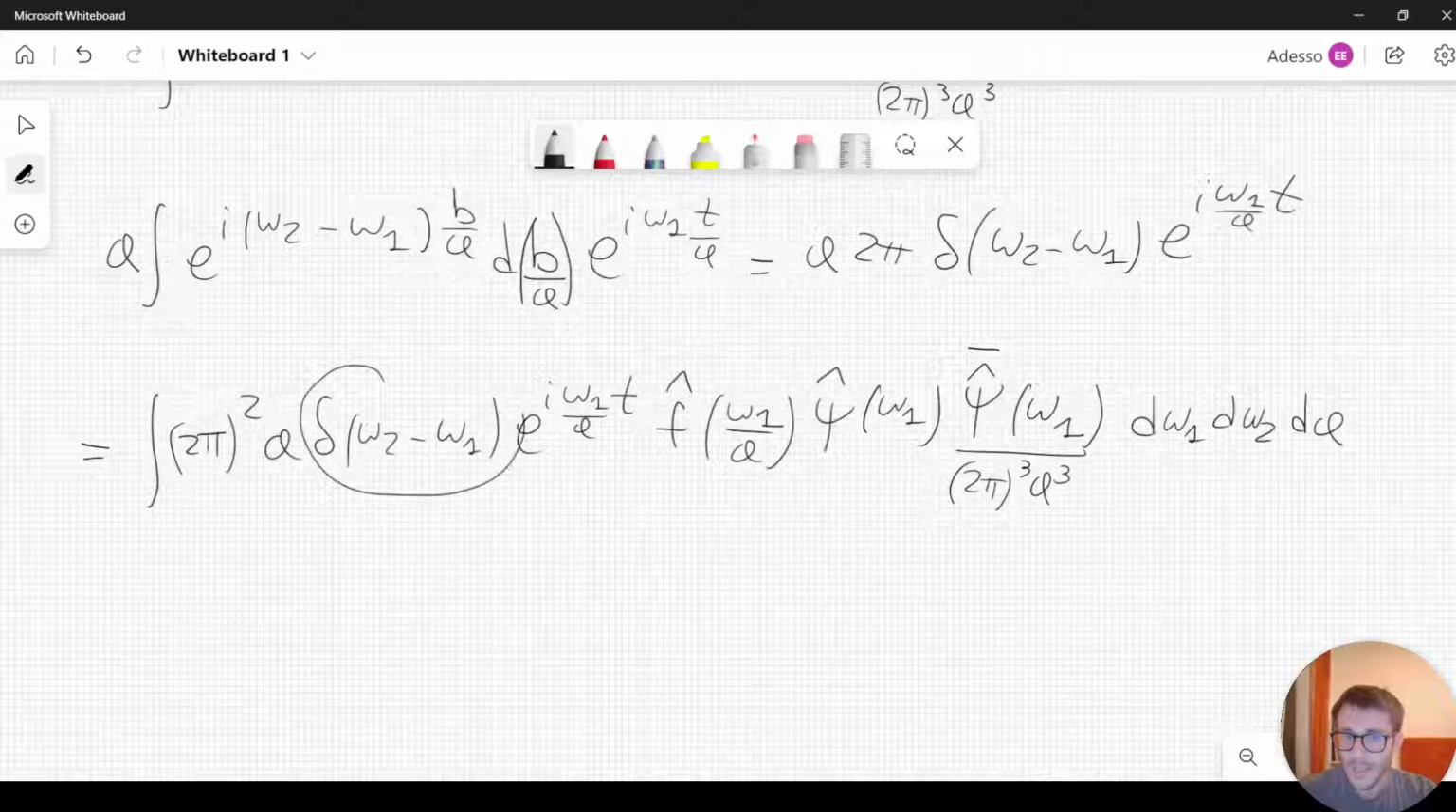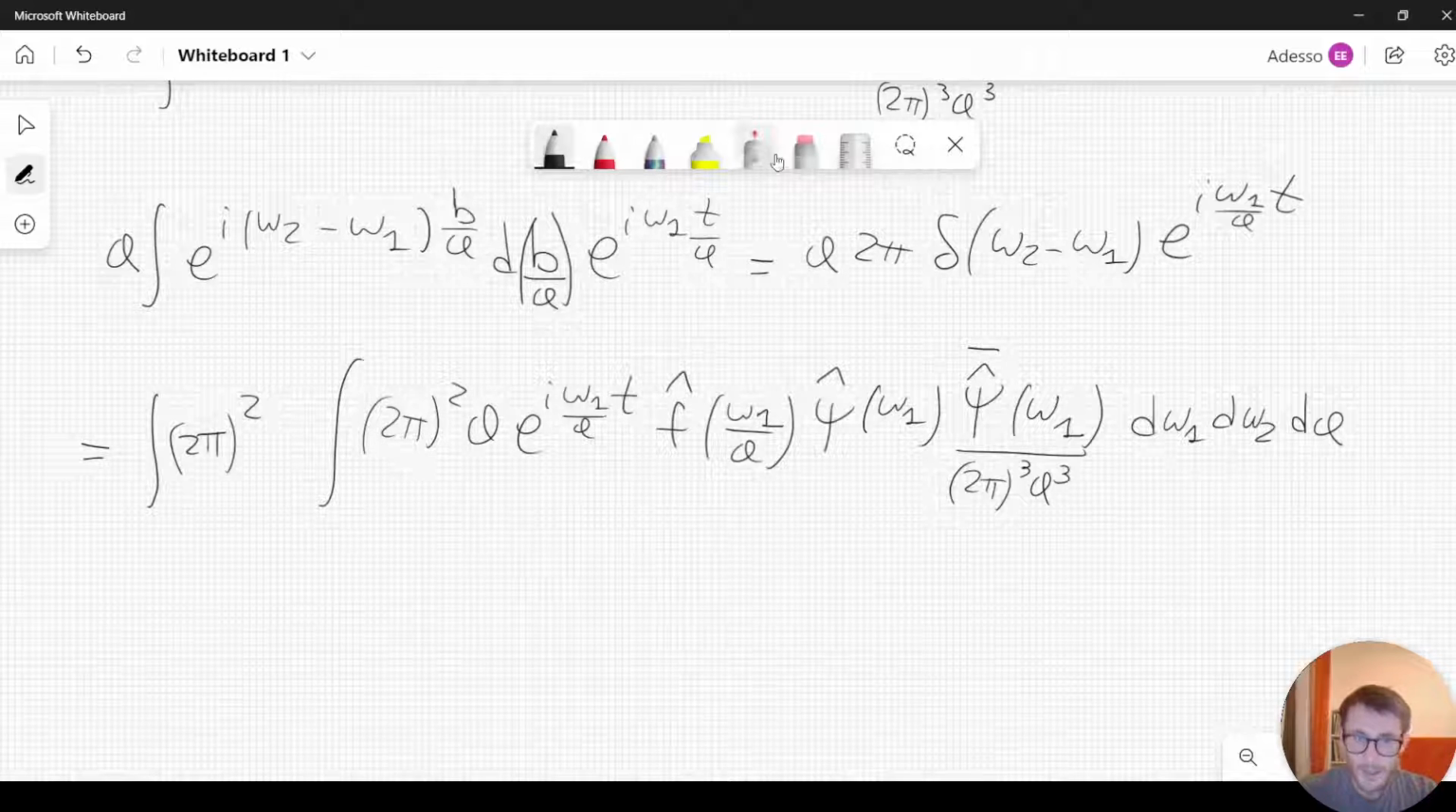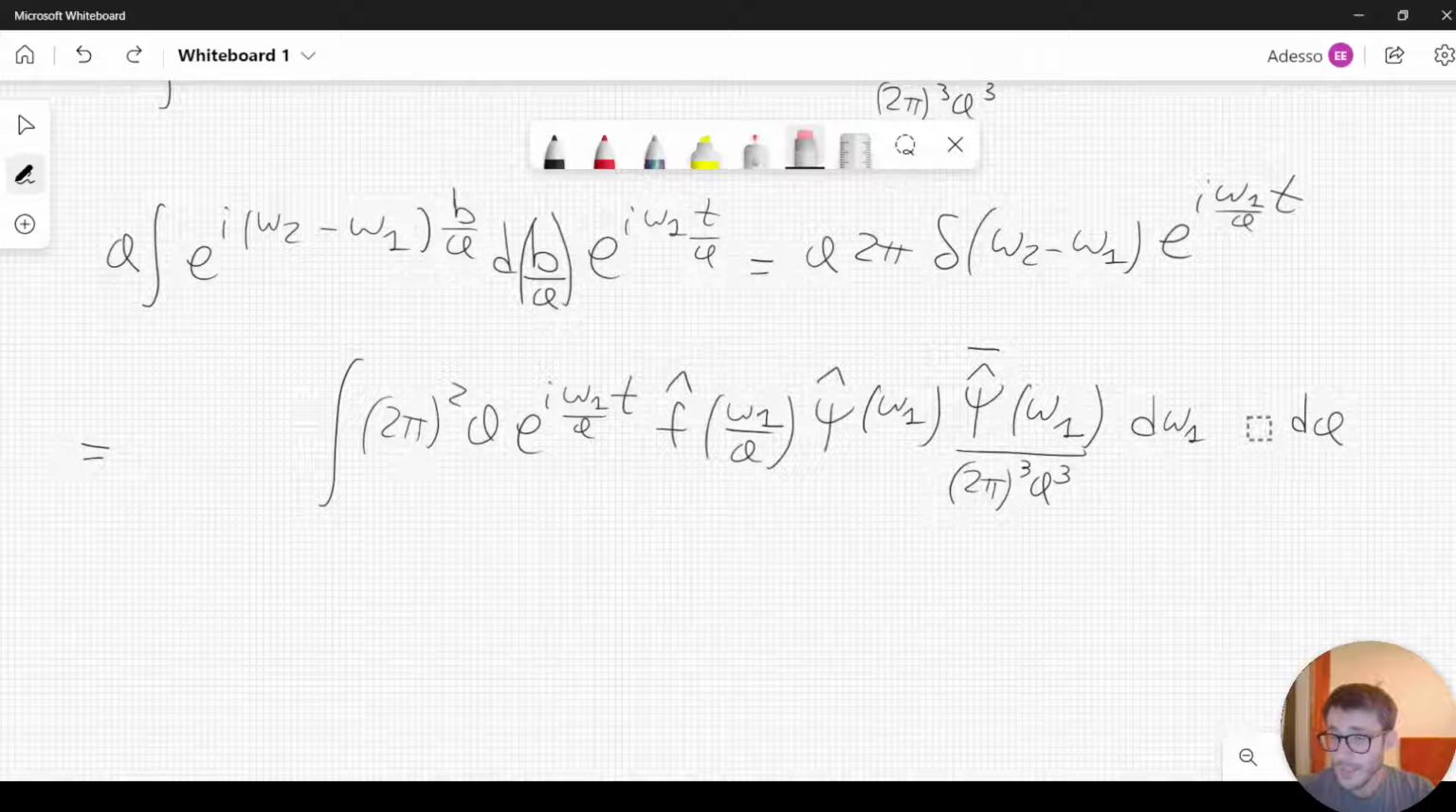When I integrate over omega 2, the integral will give rise to 1 when I integrate over this delta. So let me cancel this delta of omega 2 minus omega 1. So I have 2 pi squared here. I have an integral, so let me cancel this. Since I have integrated over omega 2, I will have to get rid of this d omega 2 as well. So I have d omega 1 times dA.